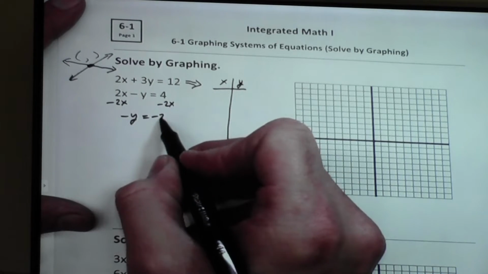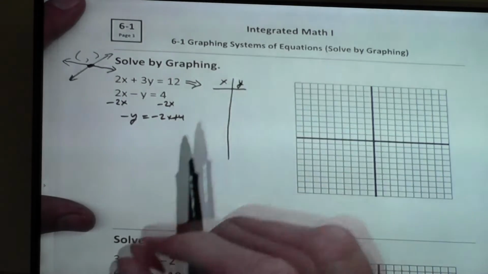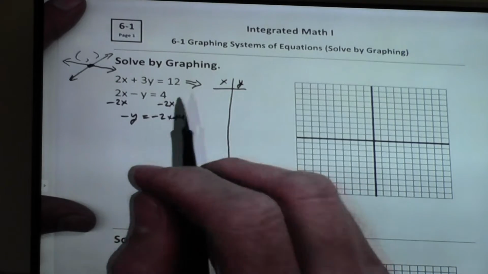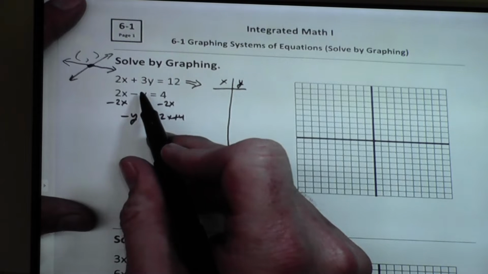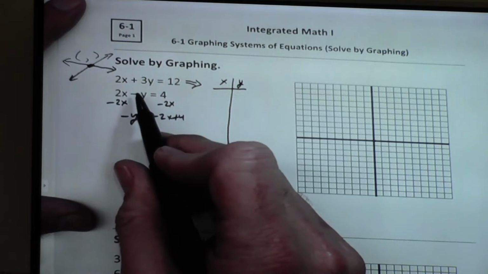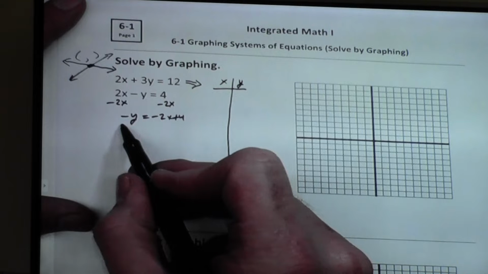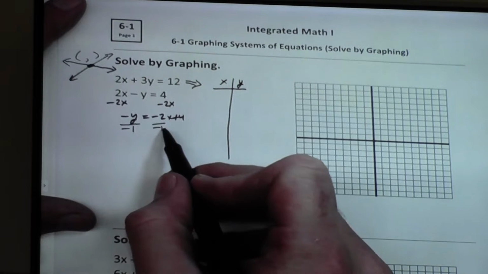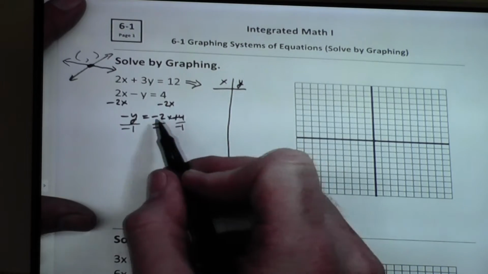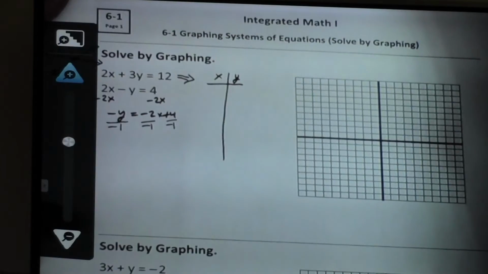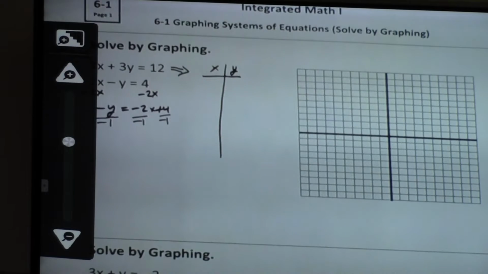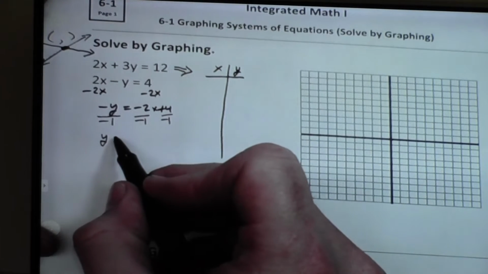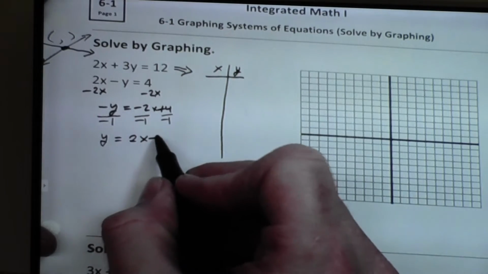Negative y equals negative 2x plus 4. Remember when you do this kind of thing that you take the x term and you put it right after the equal sign. And if there's a negative with a y or any variable, you keep it with it until you change it or get rid of it by dividing by a negative 1. And then I divide that into both of the terms on the other side. Let's increase this size. That gives me y equals 2x minus 4.